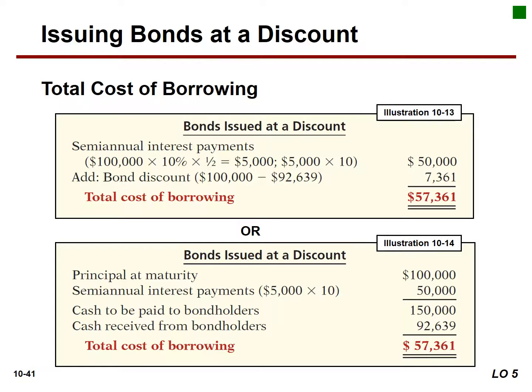This slide just shows the total cost of borrowing the money if we issue them at a discount. Again, we're going to make the semi-annual interest payments of $5,000 for a total of $50,000, and we add that bond discount of $7,361. So the total cost of our borrowing is going to be $57,361. Again, the total cash paid is going to be $150,000, but we only received $92,639 because we issued the bonds at a discount. Again, that kind of proves the cost of the borrowing there.